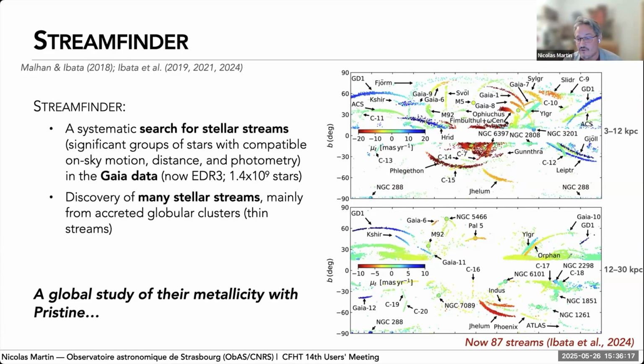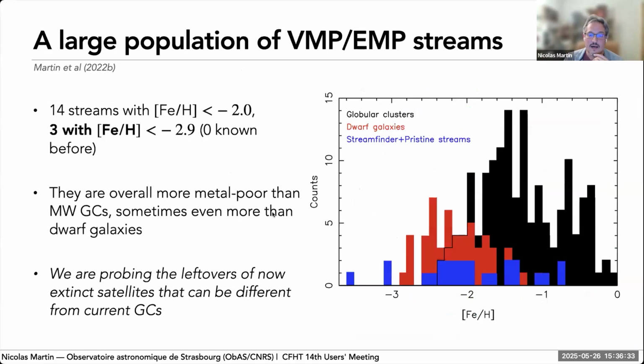And one thing that became very obvious is that we have this fairly wide Pristine survey. What can Pristine tell us about these streams? What is the metallicity of these streams in the halo? And do they look similar to the metallicity of, for instance, globular clusters that we know nowadays in the halo of the Milky Way? So this is what we did a couple of years ago.